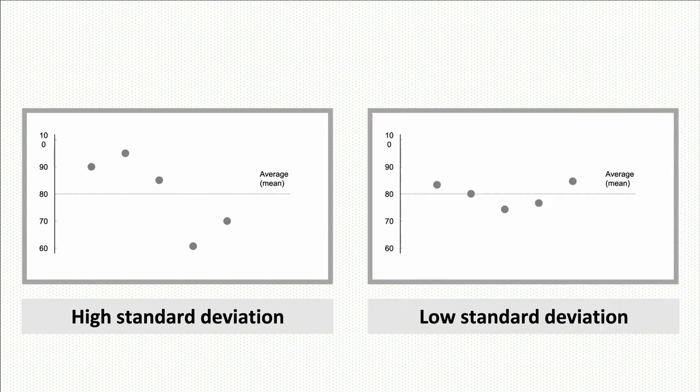Here's another way to visualize the same idea. Let's say we have a class of 5 students, and they all took the same test. In the first example, some people did really well, and some not so much. In the second example, they were all in a very similar range. The average score, the mathematical mean, is the same, but the first example has a wider spread of scores. This one has a higher standard deviation, whereas the second one has a lower standard deviation.